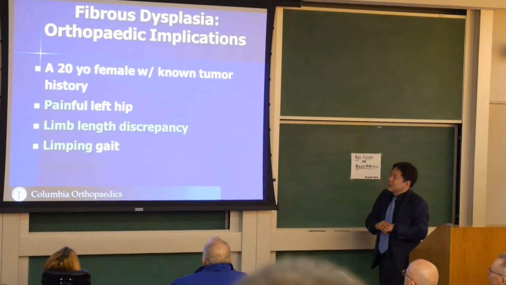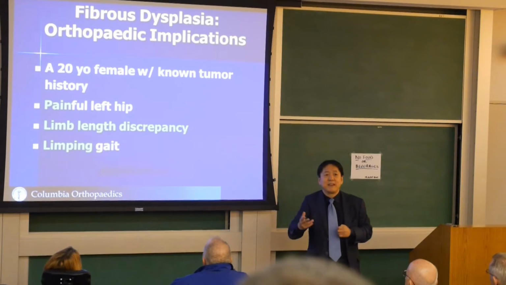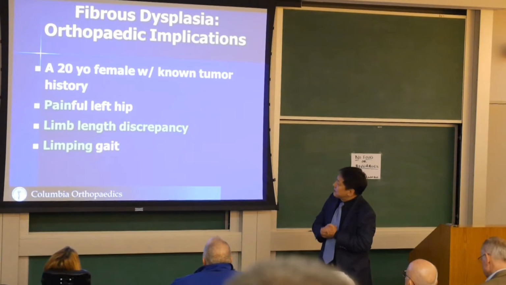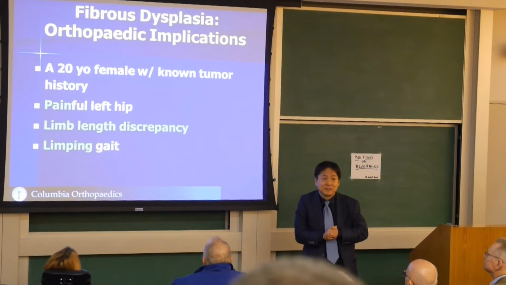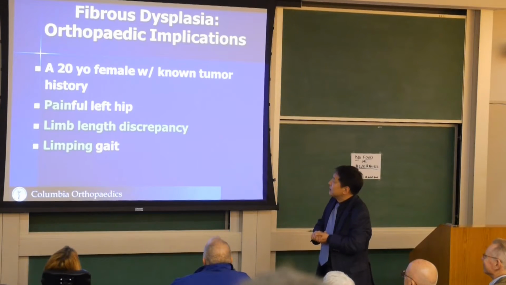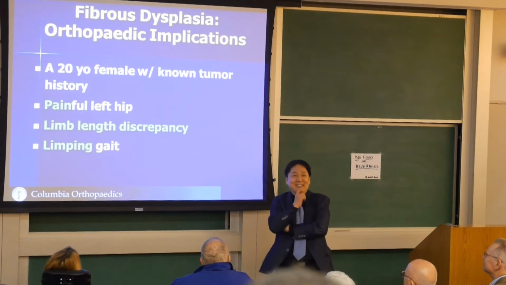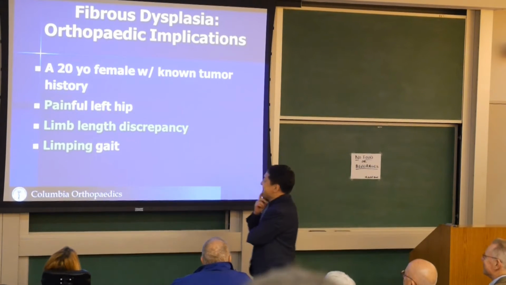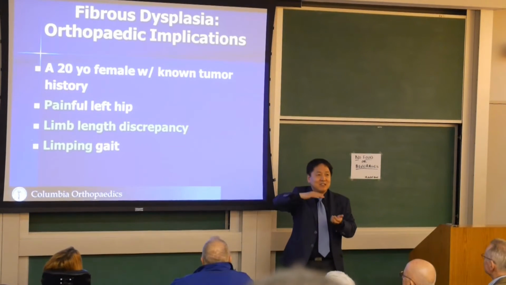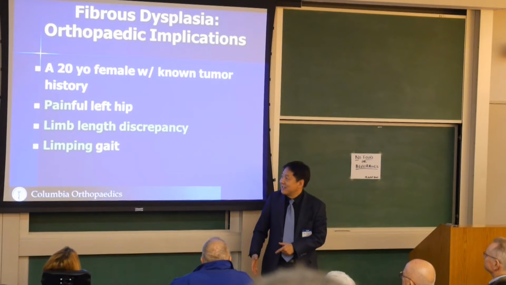So now, let me share one case with you, only one case, just to explain orthopedic intervention in patients with fibrous dysplasia. As a matter of fact, she's in the audience, and she graciously agreed to share her clinical information. She came to see me at age 20. I don't know how old she is now. I think she's over 30 now. She complained of left hip pain, and she had a severe limb length discrepancy because it's unilateral involvement, meaning only one side is involved.